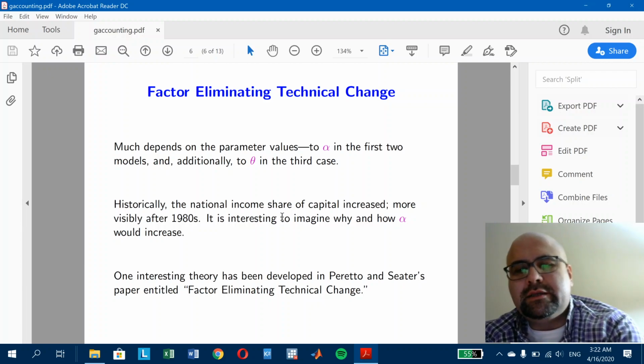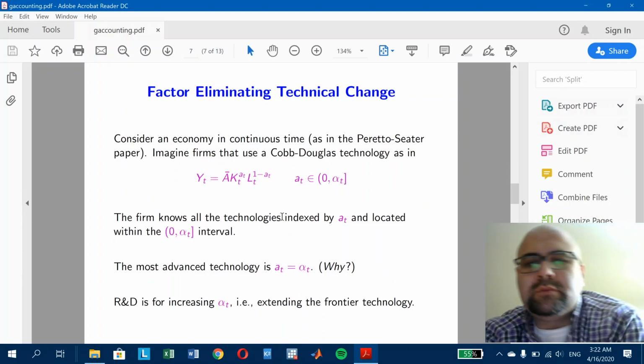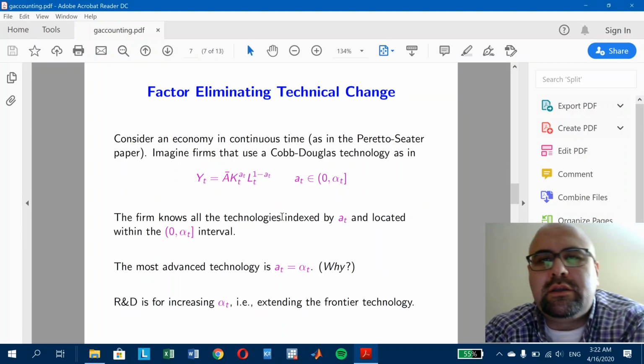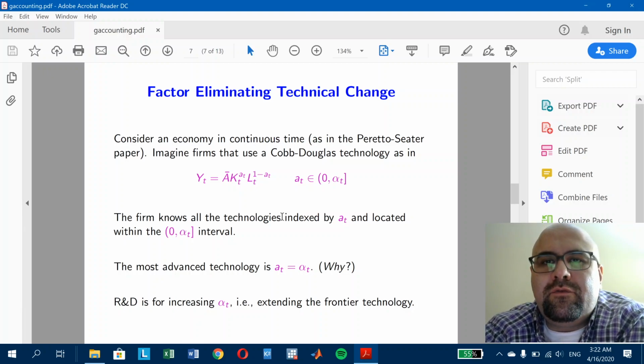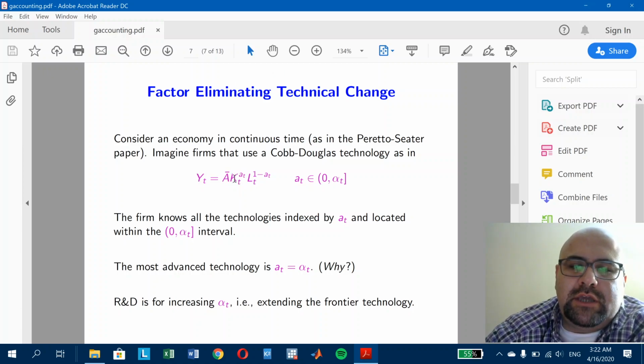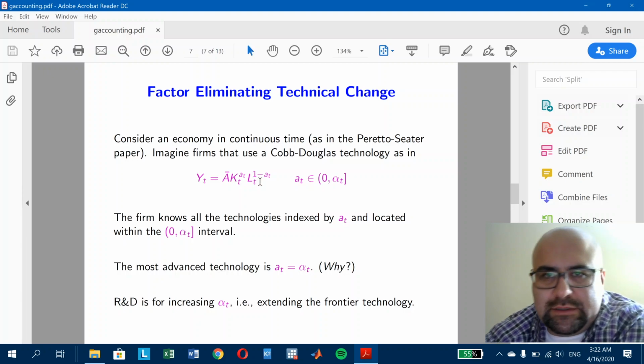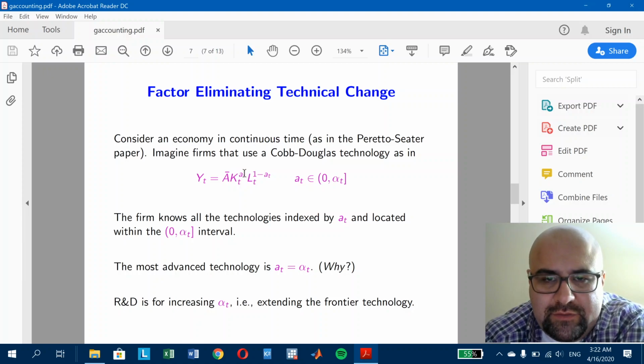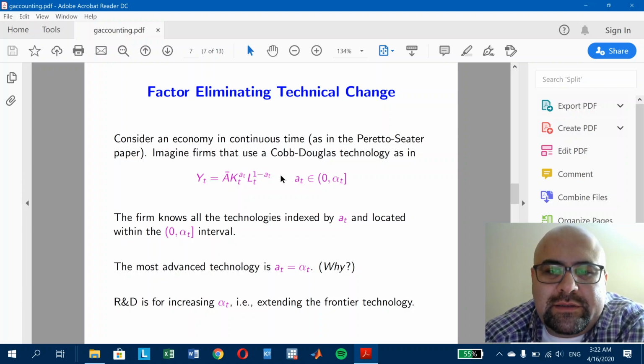So the idea is that firms in the economy actually face a menu of production functions. Let me explain that idea to you. Suppose that output will depend on capital and labor. That's pretty simple. But now, as you see, the exponent a_t is changing in time. For simplicity, we are fixing A, this unobserved productivity term here, as A bar. But then a_t takes values between 0 and some alpha_t.